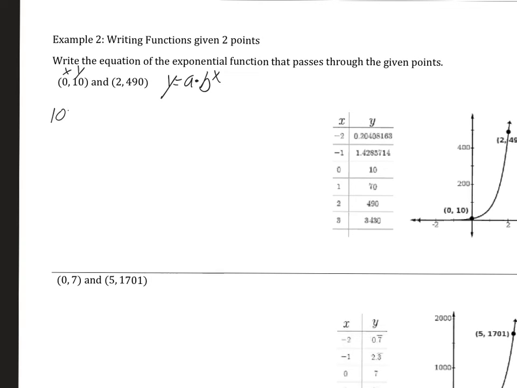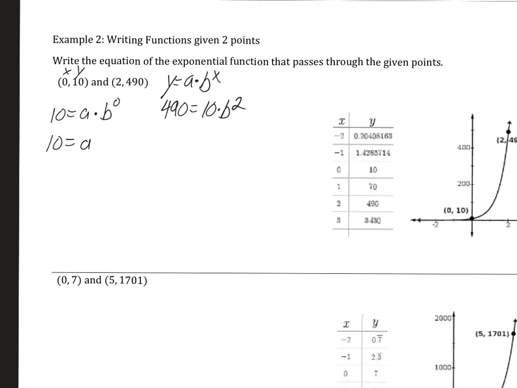So I know 10 equals, I don't know what a is, don't know what b is, but I know x is 0. Well, what is anything to the 0 power? It's 1. So I have 10 equals a times 1, or I'm just going to write a. So a is 10. Now let's try that again with the other one. So let's plug in that 490 for our y equals 10 times b to the second.